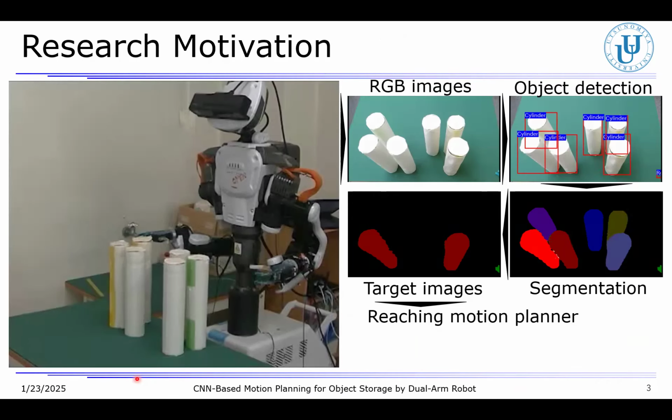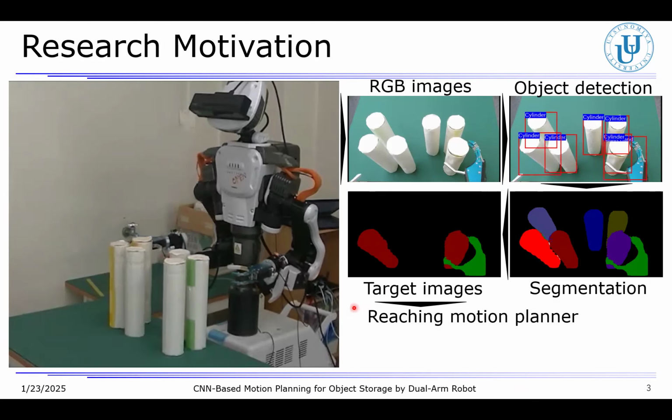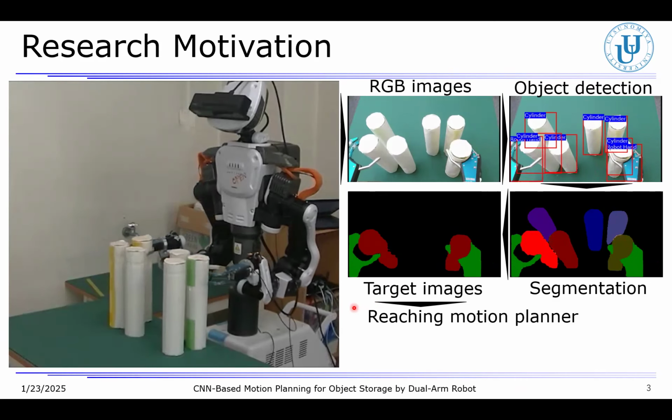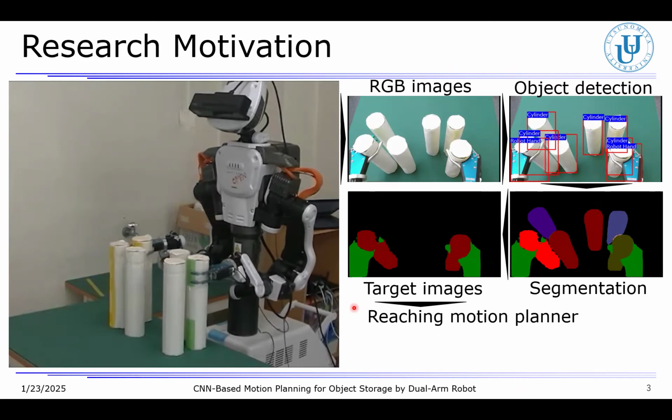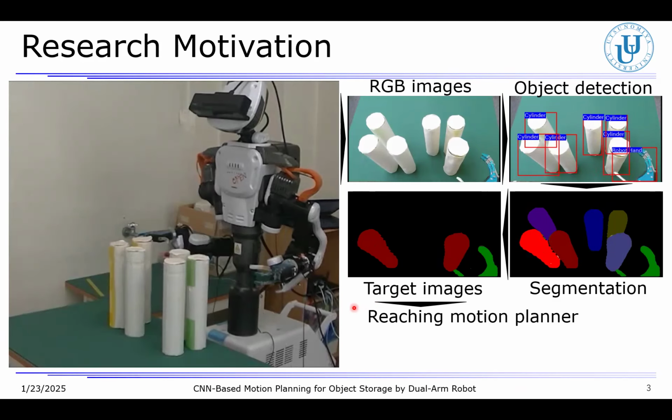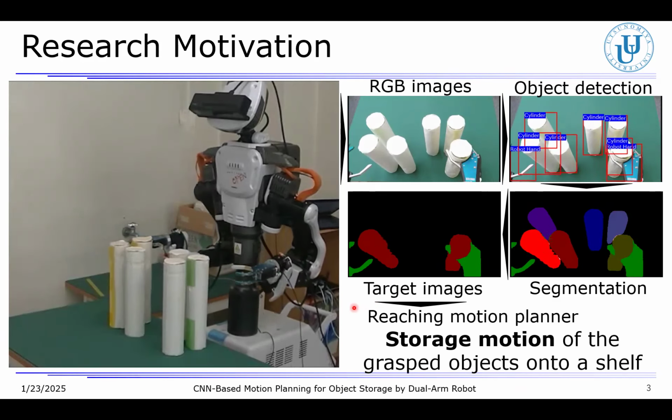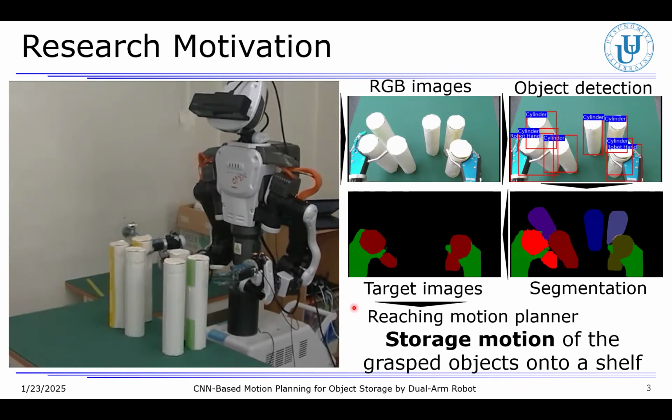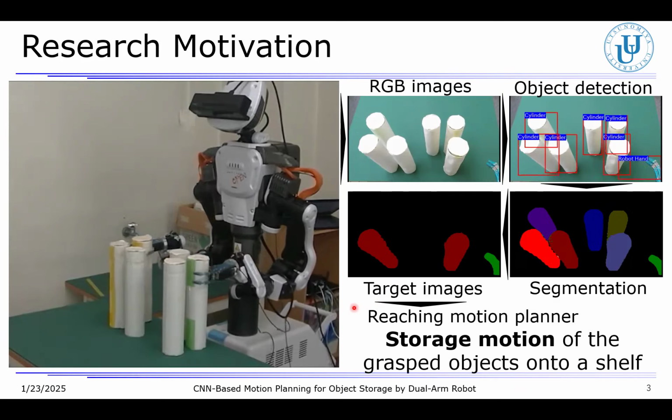As a result, the robot determines the targets from the multiple objects on the desk, as you can see here in these pictures. So by feeding these target object images to the reaching motion planner, the robot successfully grasped the target objects. Okay, so in this movie, we further focused on the storing motion of the grasped objects onto a shelf after the reaching motion.